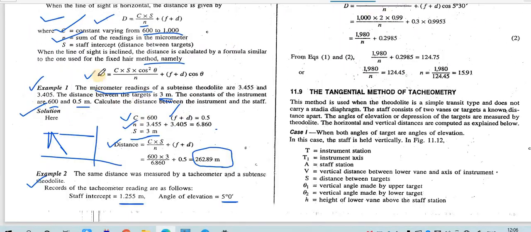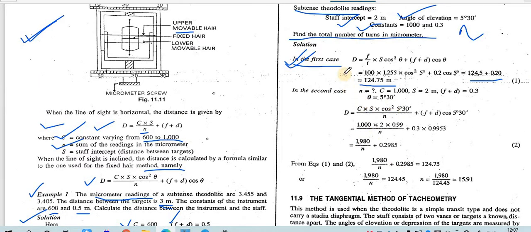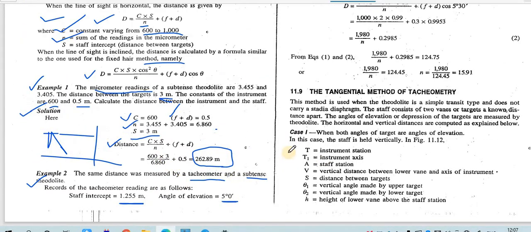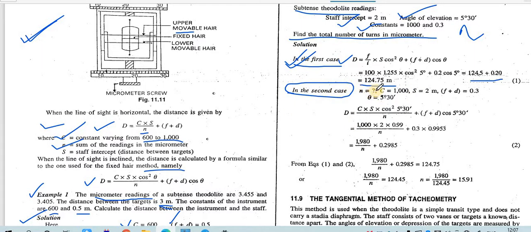Over here you can see that the first case is saying that the distance was measured by a tacheometer. First it is saying that it is a tacheometer, then it is a subtense theodolite. So in the first case we are using the formula related to the fixed hair method, which is D equals F by I into S cos square theta plus F plus D cos theta, because it is mentioning that in the first case it is using a tacheometer. In the second case it is using a subtense theodolite, that means that is your movable hair method. So n we need to find out.